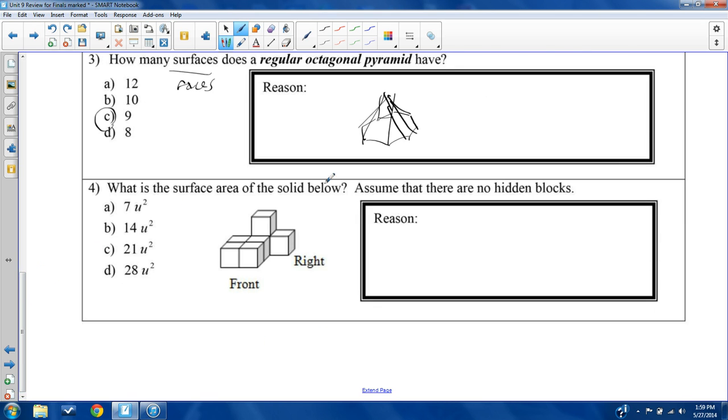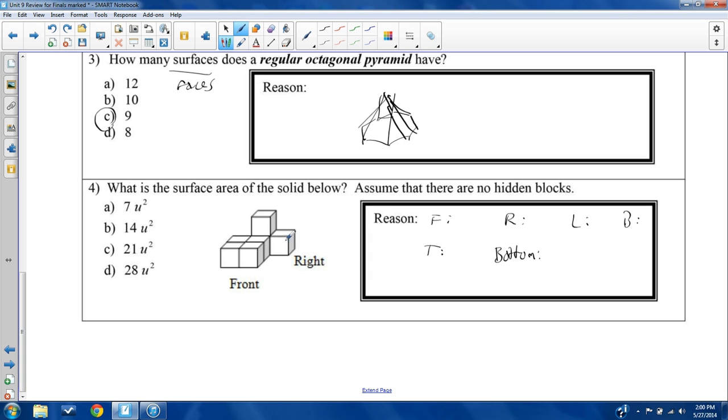Okay, what is the surface area of the solid below? Assume there are no hidden blocks. Now this one's kind of tough to do. What I've kind of preached in practice is, you don't know where there are no hidden blocks, so count the number of faces that you can see in each direction. I'm going to first look at the front, right, left, which can't be seen, back, which can't be seen, top, and then bottom. Okay, the front.